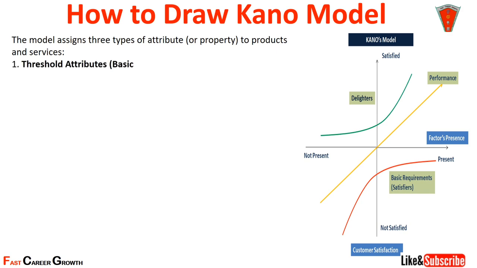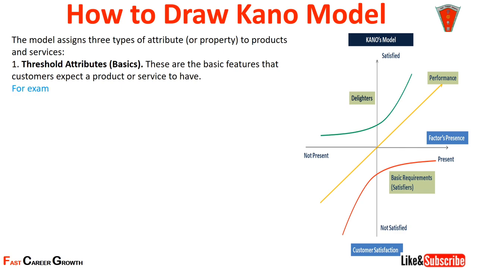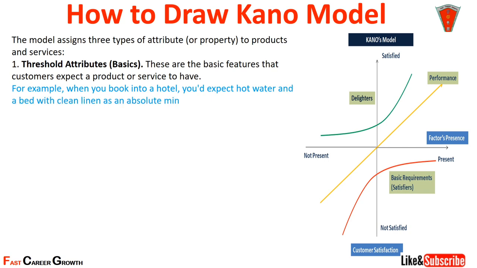These are the basic features that customers expect a product or service to have. For example, when you book into a hotel, you expect hot water and a bed with clean linen as an absolute minimum. Then what is next?